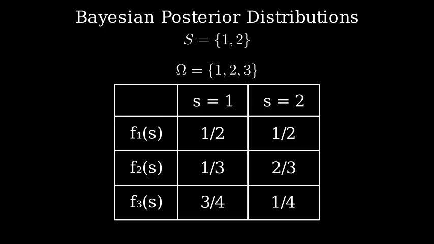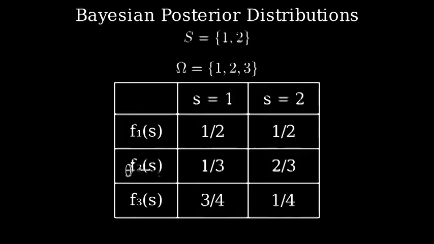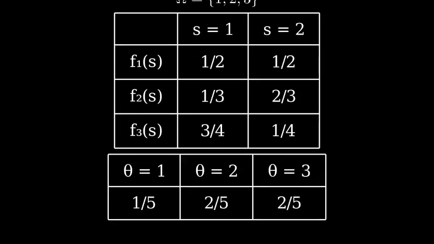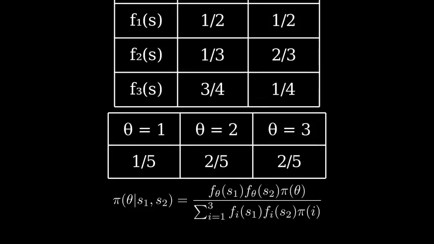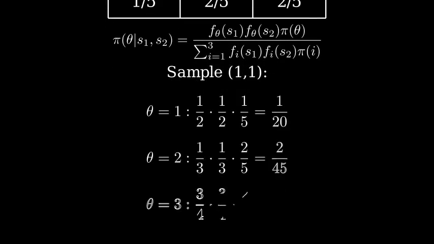We have three different distributions, F1, F2, and F3. And here's our prior distribution pi of theta. The probabilities are 1/5, 2/5, and 2/5 for theta equals 1, 2, and 3 respectively. To find the posterior distributions, we'll use Bayes' theorem for a sample of size 2 with independent observations. Here's our formula. Let's calculate the posterior distribution for our first sample combination, 1, 1.